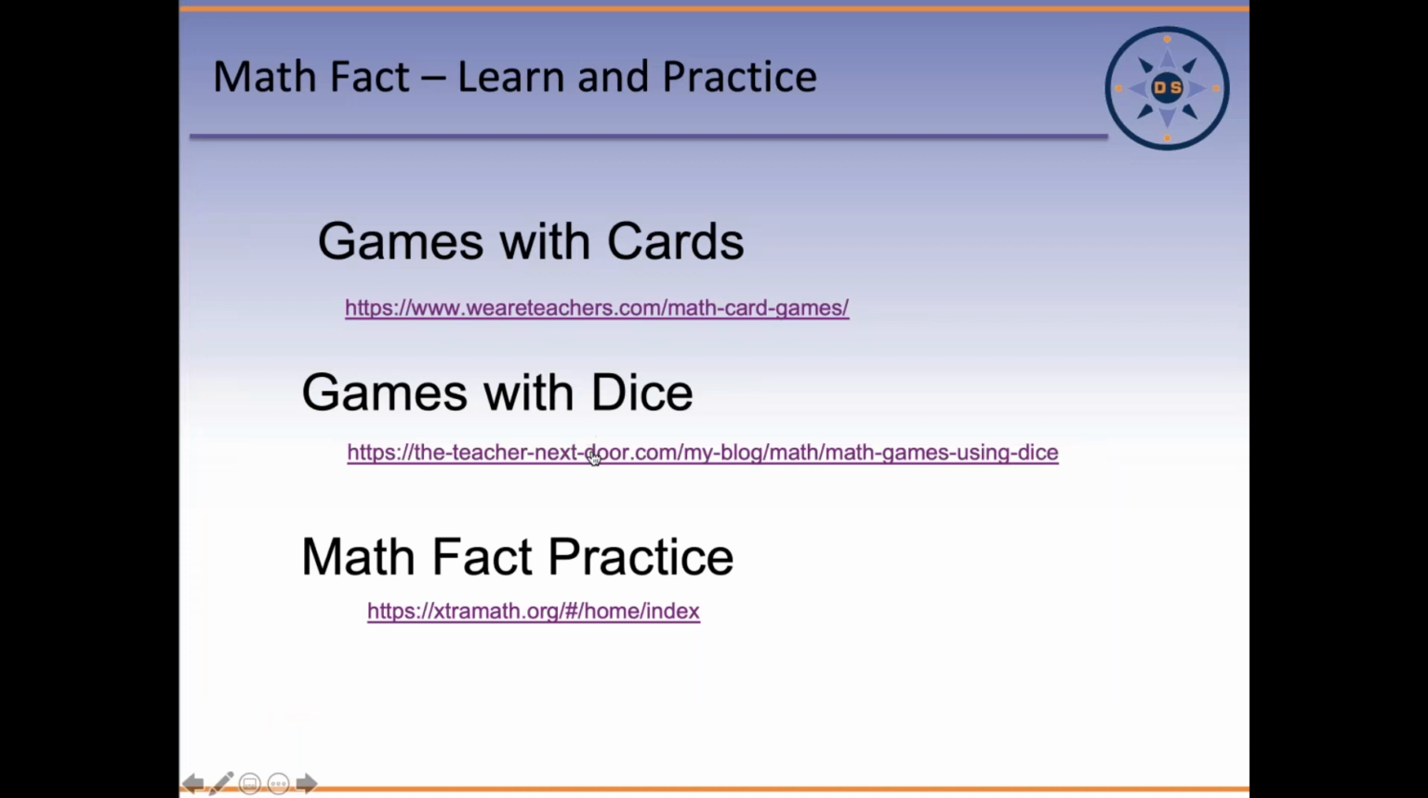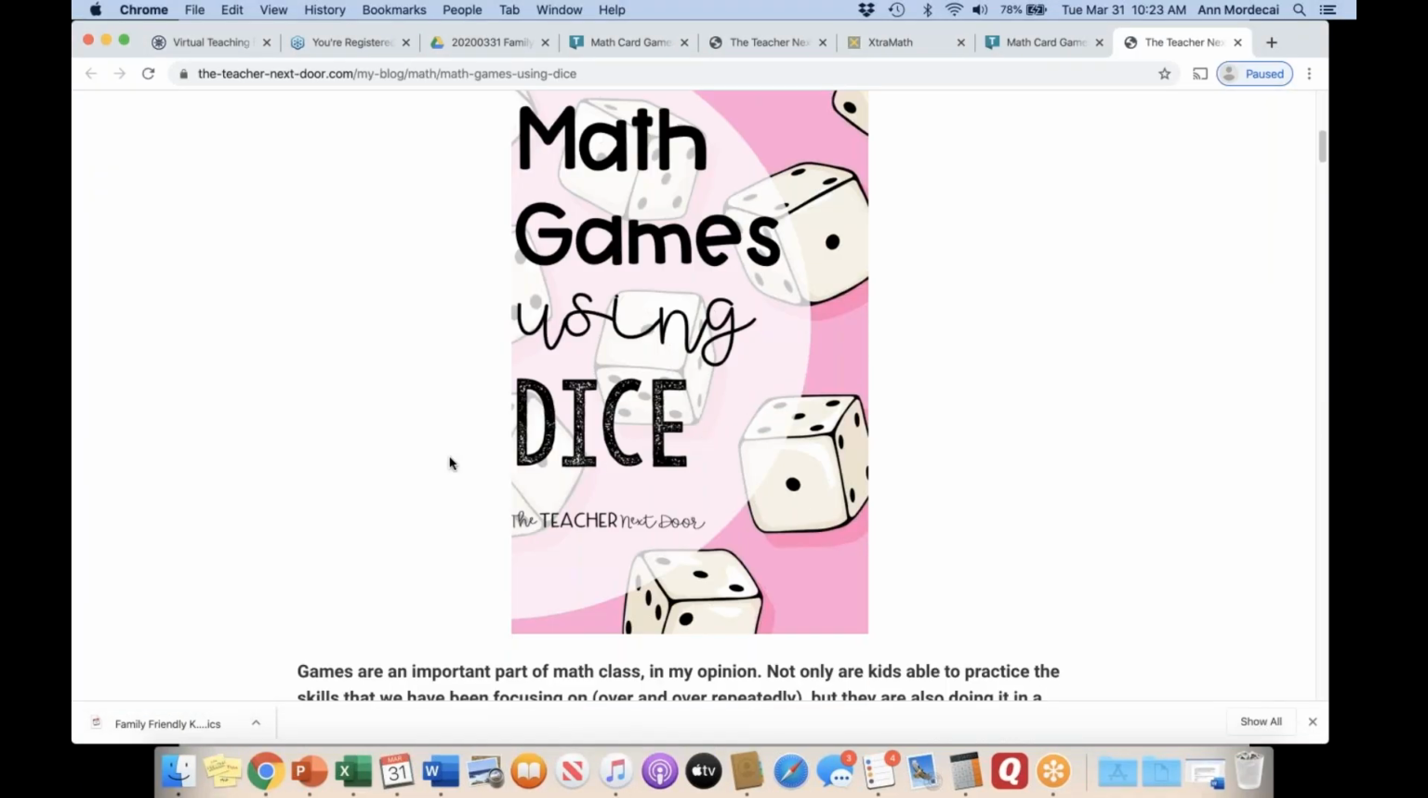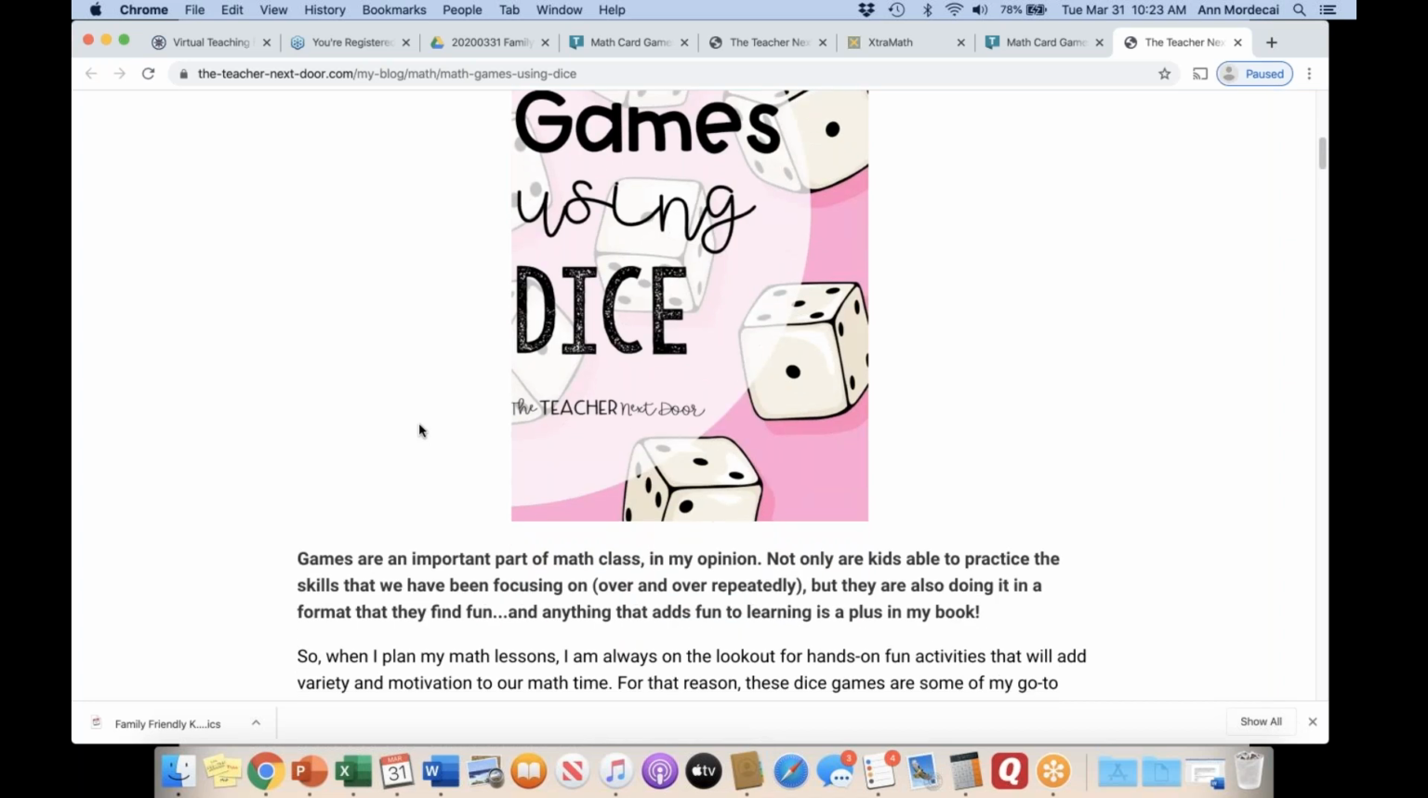Let's see. We've got games with dice, which is fun. Dice, kids love dice for some reason. So a lot of math games with dice, so you can look there for some games. And don't overwhelm yourself by trying to read them all. Maybe learn one new one a week, or 1 or 2 a week at the most, and just play them and let the kids practice.